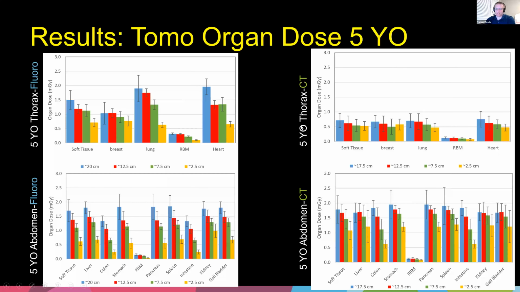Now, this is just an example of the actual organ doses, because I put the MOSFETs in all the organs. Here you can see the actual organ doses. As you change your field of view, you can see that the dose, let's say here in the lungs, goes from a large 20 centimeter field of view down to about 2.5 centimeters. As I cone down, you can see the dose to the organ drops drastically. And that is true for every organ I measured. Some organs, however, just didn't really change. The doses were already low to begin with.